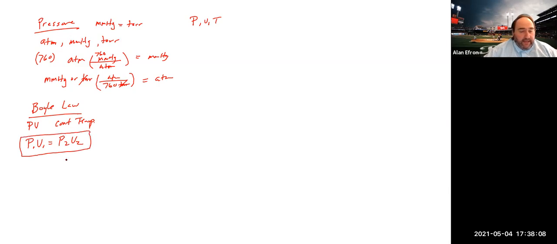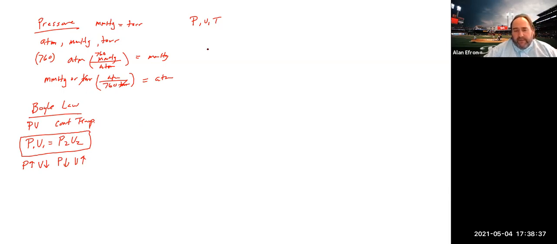Here again, the pressures can be any unit you want as long as they're the same on both sides. The volumes can be any unit you want as long as they're the same on both sides. In that case, the relationship was that as the pressure went up, the volume went down, and vice versa. As the pressure went down, volume went up. So it's an inverse relationship: one goes up, the other goes down.